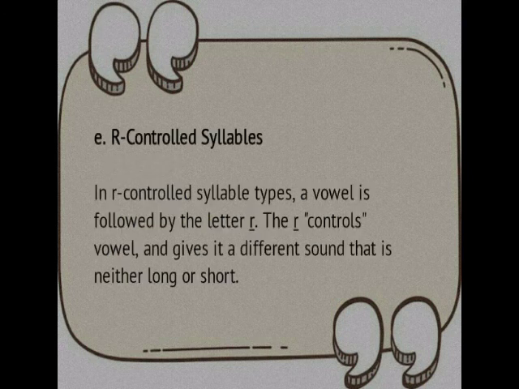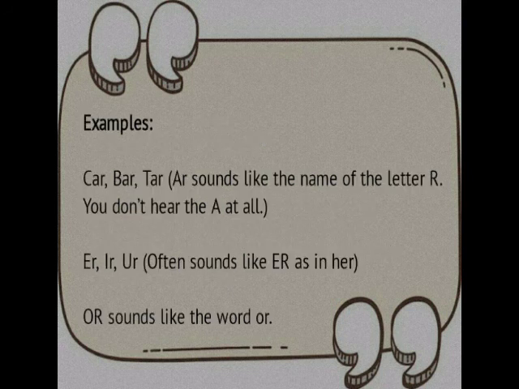E. R-controlled syllable. In the R-controlled syllable type, a vowel is followed by the letter R. The R controls the vowel and gives it a different sound that is neither long nor short. For example, car, bar, tar. AR sounds like the name of the letter R. You don't hear the A at all.